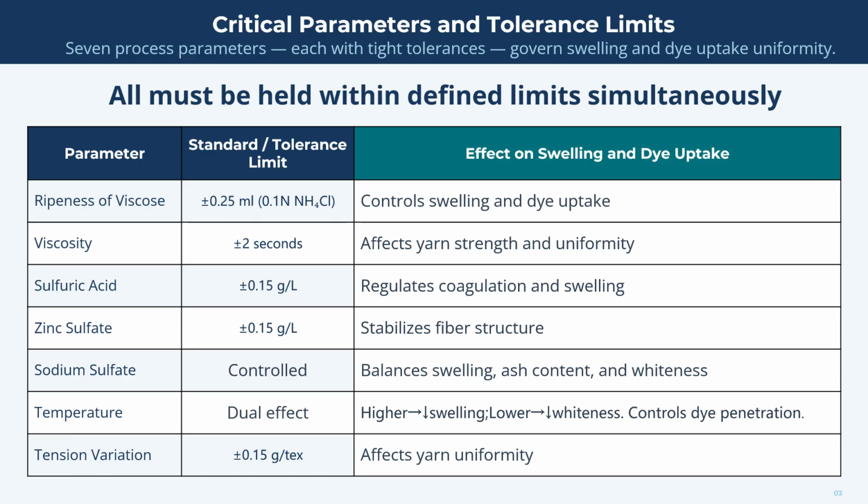Temperature has a dual effect. Excessively high temperature reduces swelling, while very low temperature can adversely affect yarn whiteness. Tension variation influences filament structure and uniformity. The key message is that these parameters are interrelated. Keeping all of them within their specified tolerance limits is essential for achieving uniform swelling and consistent dye performance.